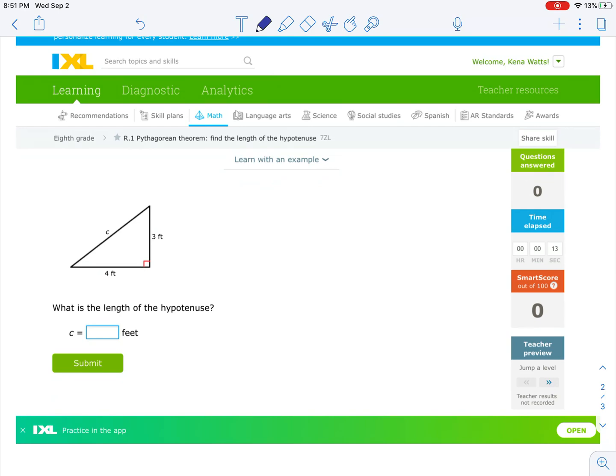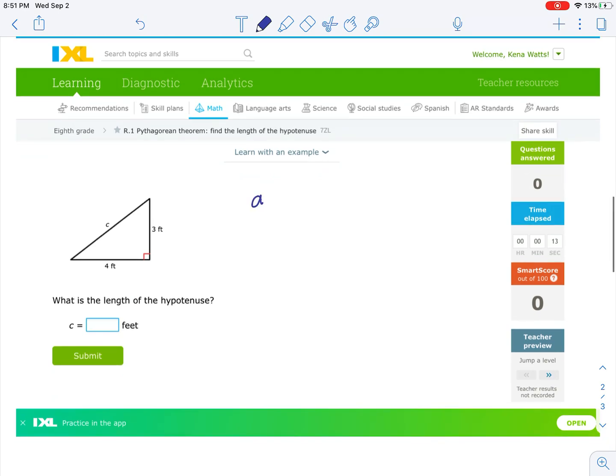So let's look at this problem here. I always start by writing out the formula a squared plus b squared equals c squared. I'm looking at this triangle, and I notice that c is the unknown value. We need to know what the hypotenuse is. We are given the leg measures 3 and 4. You could say A is 3 and B is 4, or B is 3 and A is 4. Either way, you'll get the same answer.